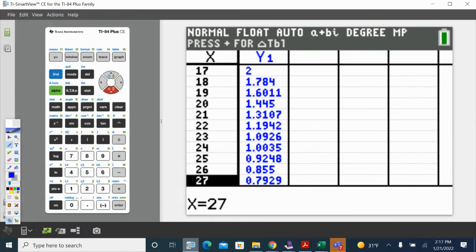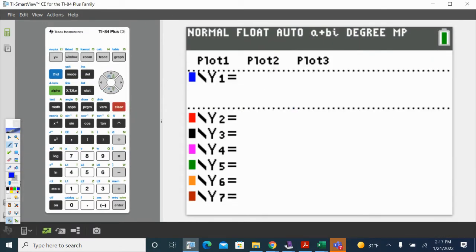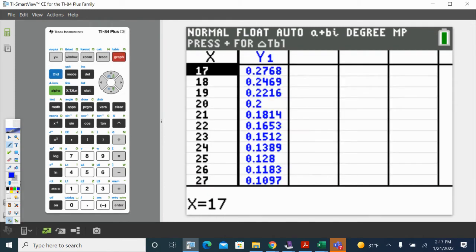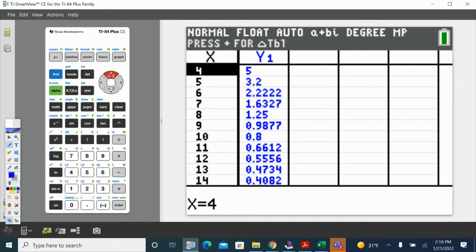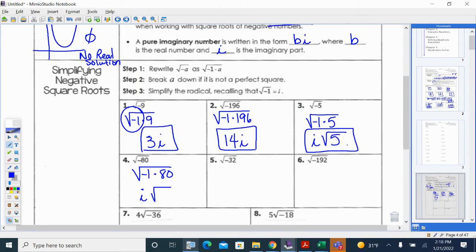80 is not a perfect square, so let's go to y equal. And we're going to do 80 divided by the x squared, like you learned how to do in lesson number 1. And it's going to reduce to 4 on the outside, 5 on the inside. 4 radical 5. And the 4 is going to go to the left of the i. So that goes back to this bullet right here where we talk about bi. The real part is going to go in front of the i. So 4i, 4 is a real number. It goes in the front.